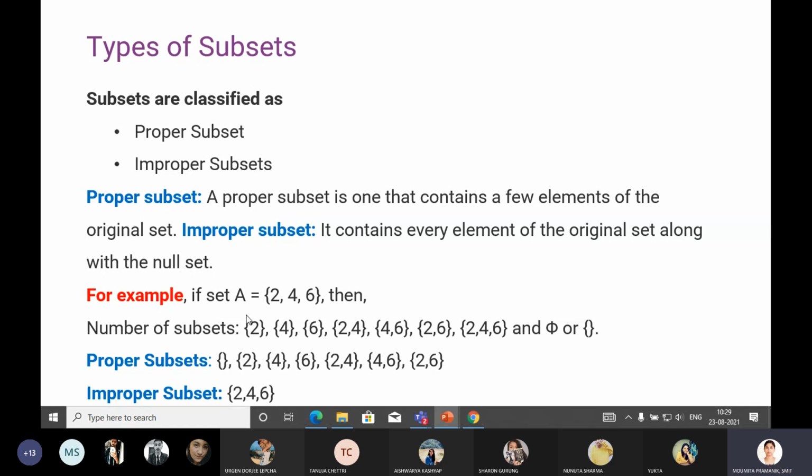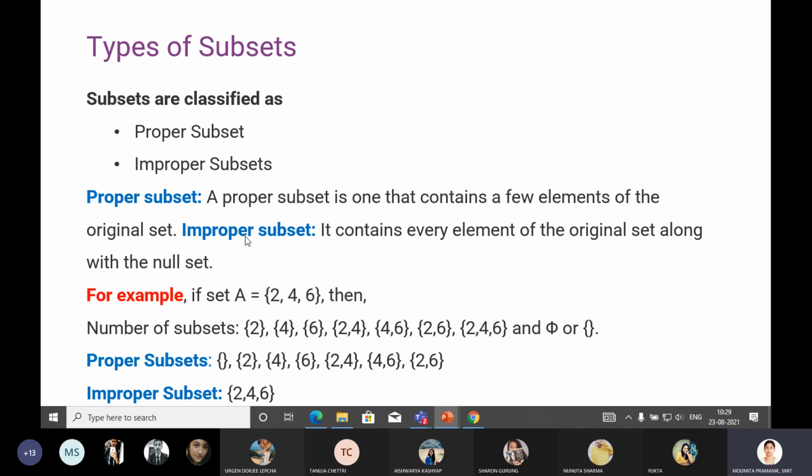If you see the earlier example, or this is another example: if a set is 2 4 6, then we can find the various subsets here, with one digit, two digits or three digits, or the null set, or we can represent it this way also. The proper subsets will consist of the empty set and the single-element sets, whereas the improper subset is represented by all the elements of the original set.